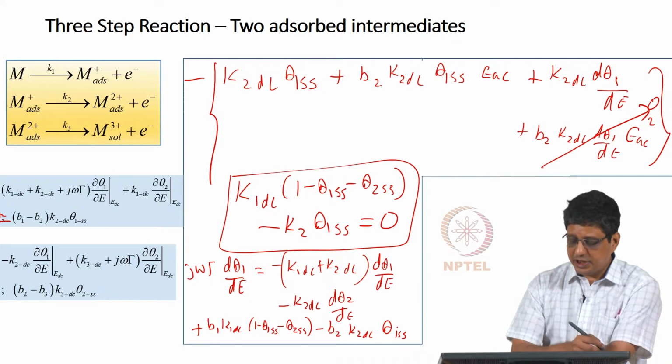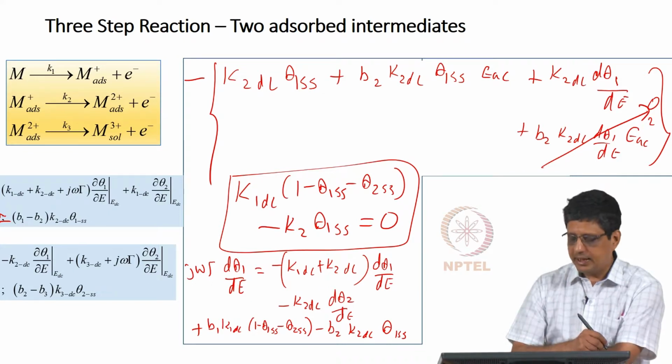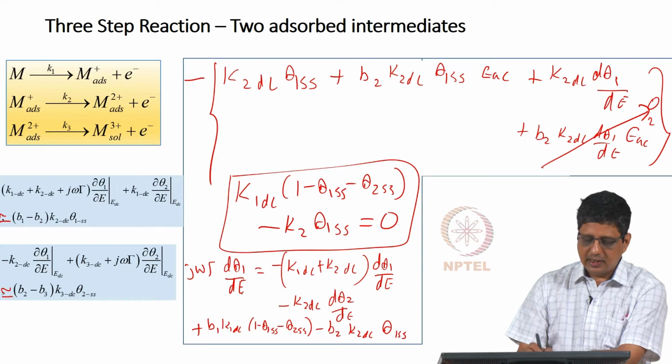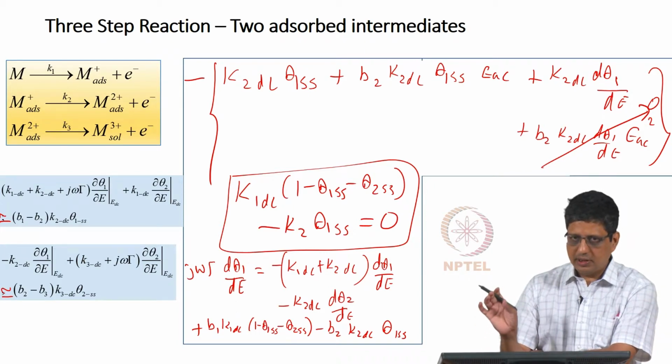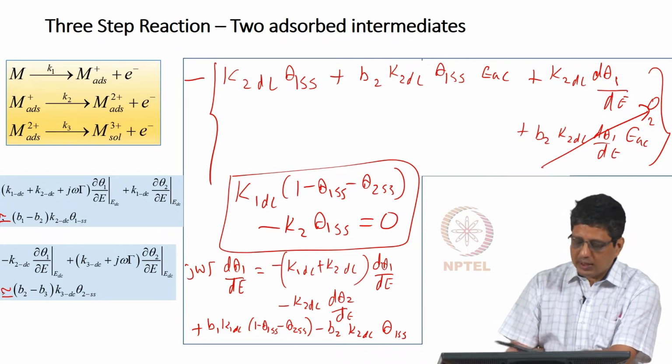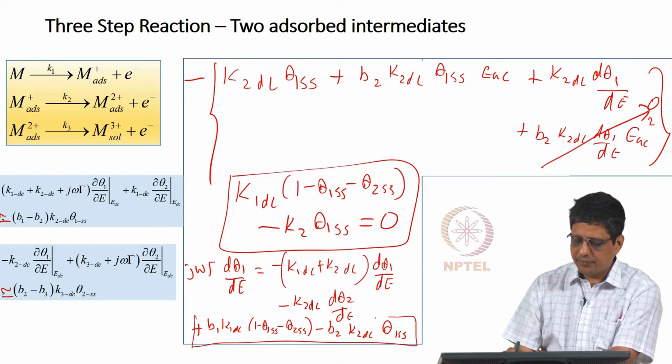So, after rearranging I should get something like this. On the left hand side I am left with this, I am dividing by EAC throughout this. So, I will not have EAC here. On the right hand side I will combine all the terms that are relevant for d theta 1 by dE, I will group all the terms relevant for d theta 2 by dE, whatever is remaining I will write them, and this is what is remaining here.